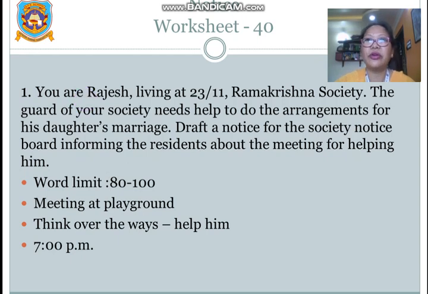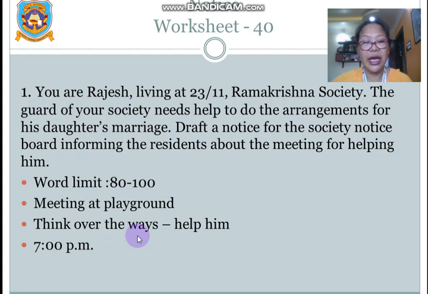The name of the writer would be Rajesh. That means you have to write the notice as Rajesh, and this is your address. You are living at Ramakrishna Society, and the matter is you have to discuss arrangements for help which is needed by the society guard for the arrangement of his daughter's marriage. Okay, word limit, always remember there is a word limit between 80 to 100 words. Then the meeting at the playground, this is the venue. Think over the ways you have to help. These are the things you have to discuss, and the time is 7 p.m. So this is what is given in your worksheet.